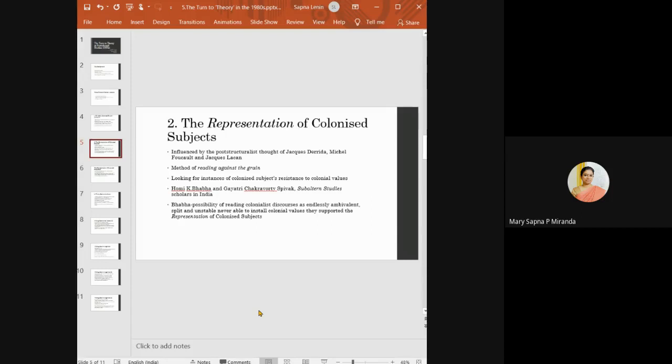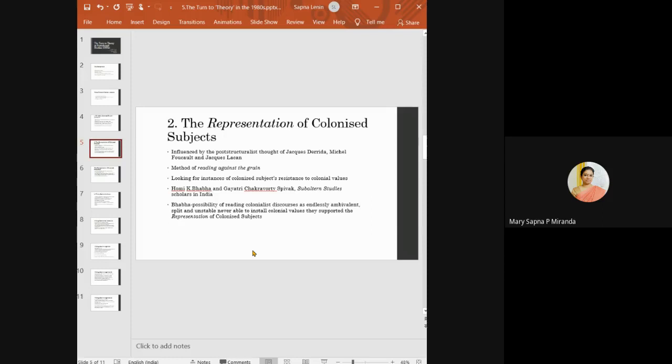So what is this method known as? It is called reading against the grain. Against the grain is apparently there is something on the surface, but then beneath that there is something, some kind of an underlying secret, underlying way of understanding a text. That is reading against the grain. So you're looking for examples of the colonized subject's resistance to colonial values. So according to this particular strain of reading, these critics tell that when you read a text, what are you doing? You're looking for a colonized subject's resistance to colonial values in that particular text.